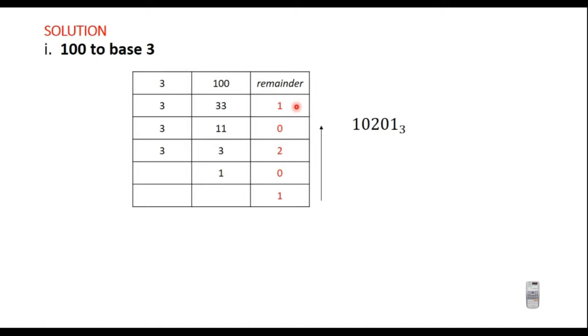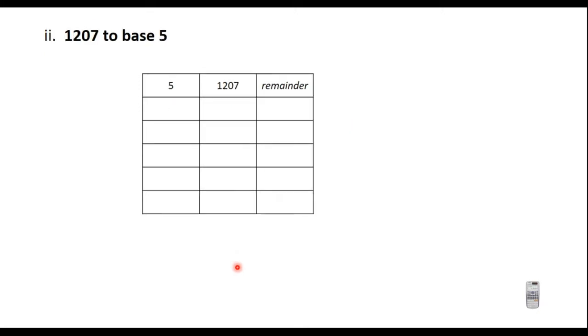And funny enough, in this answer, if you pick it either this way or that way, you are getting it correct: 10201 or 10201. But this is how you pick it, from down here up to the top. So if you are converting 100 from base 10 to base 3, our answer is 10201. Let's pick another example.